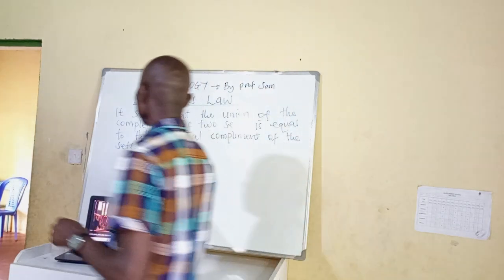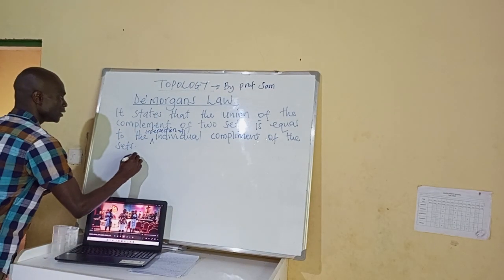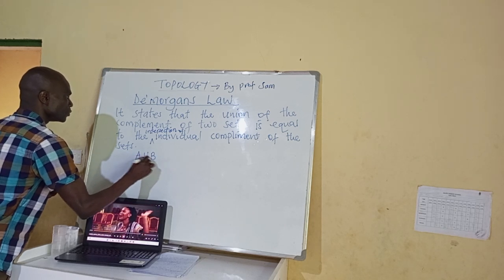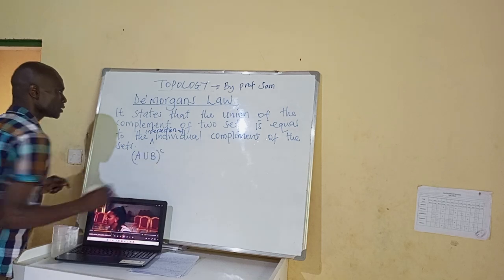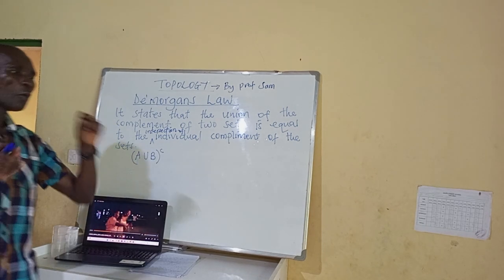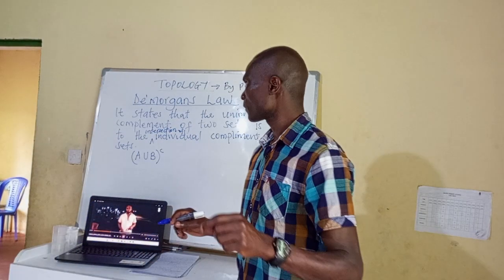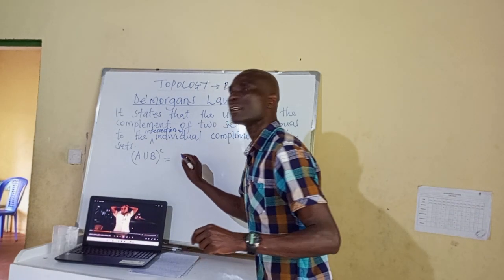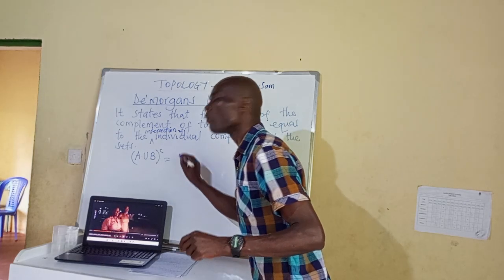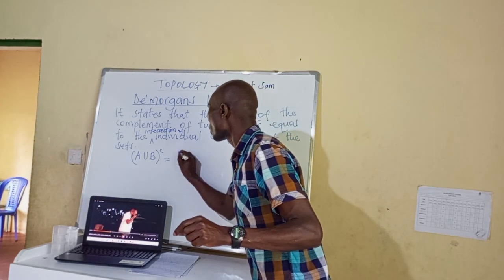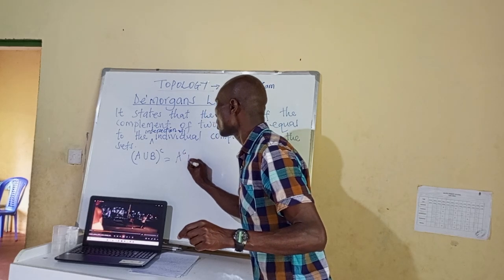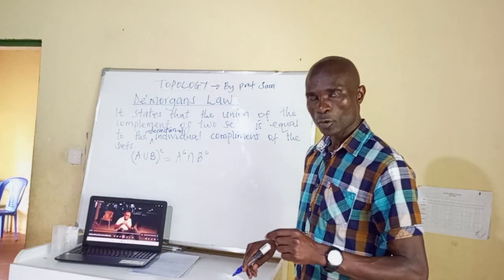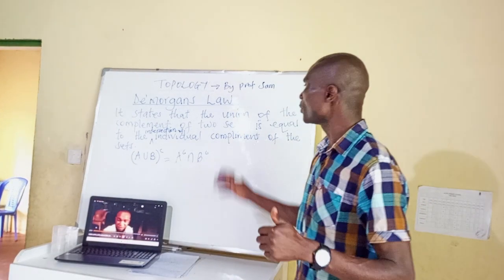Now let's put this in terms of symbols. If we have set A union set B, and we take the complement of these two sets, if we get their union, it is equivalent to the intersection of the individual complements. So A complement intersection B complement. Correct. Very good. Now, how do we prove this?